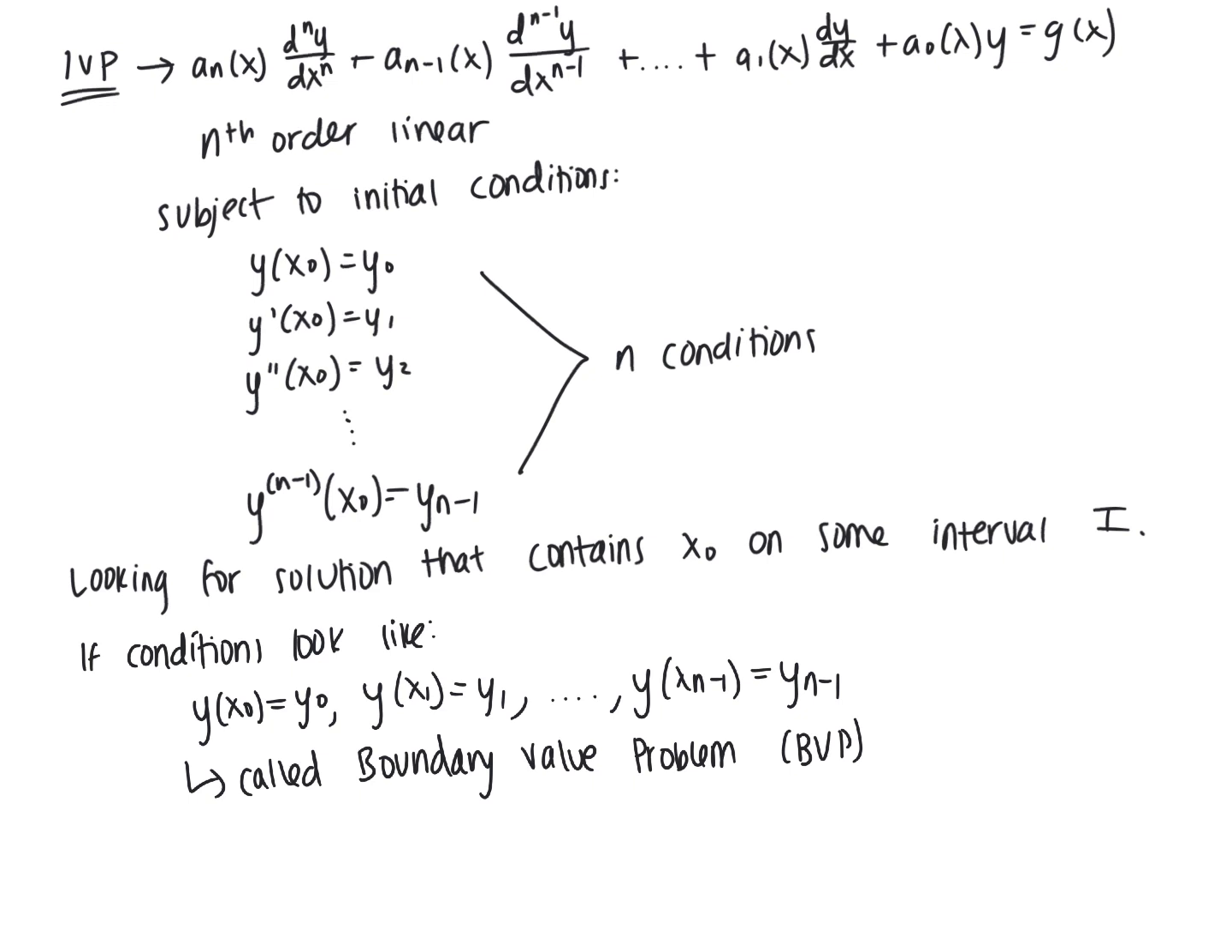So there's 2 things that you should notice, 2 big differences. In an initial value problem, the conditions you are given are always at the same value of x. Whereas in a boundary value problem, it's a different value of x each time. The other thing that you should notice is in an initial value problem, we have y, and then we have the first derivative, and then the second derivative, and so on and so forth. Whereas in a boundary value problem, it's always y. Every condition is based on y.